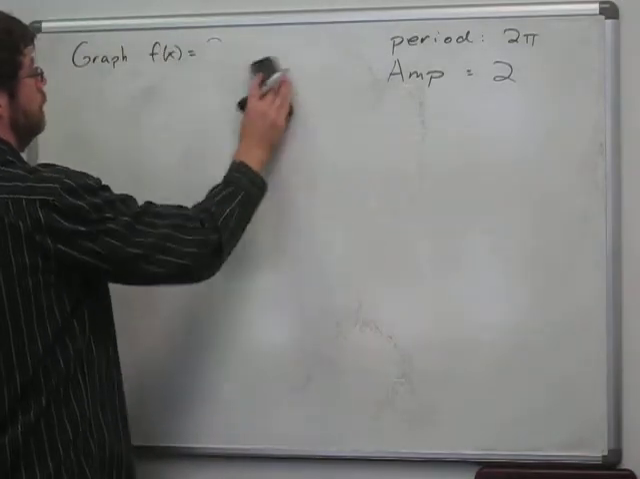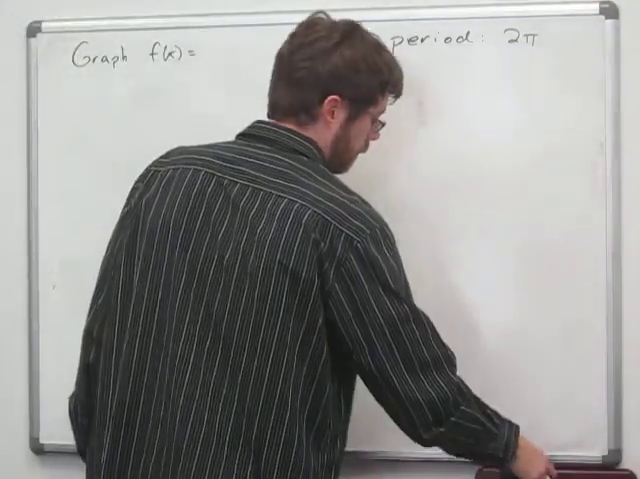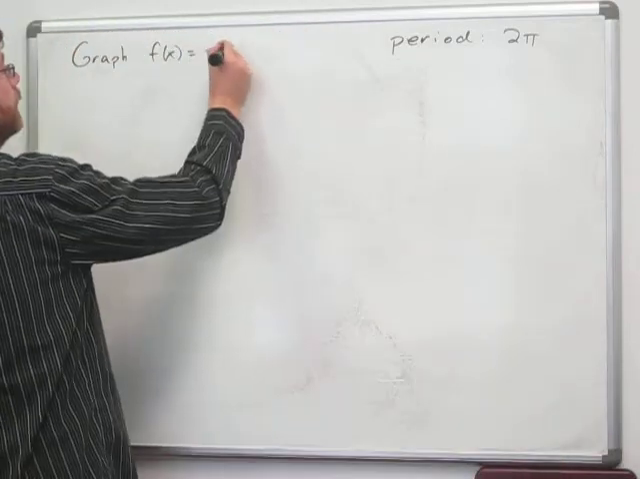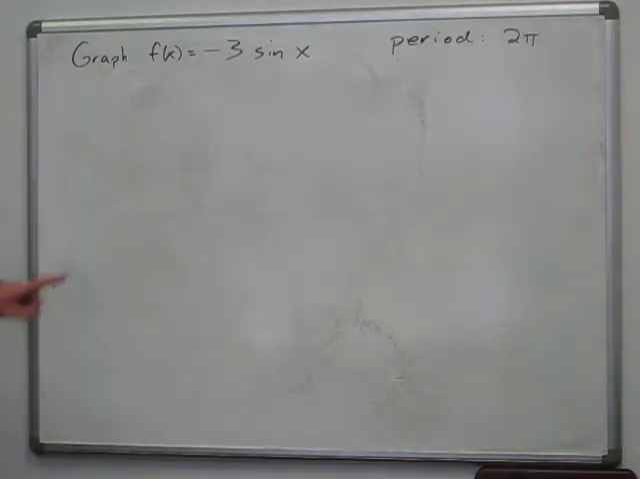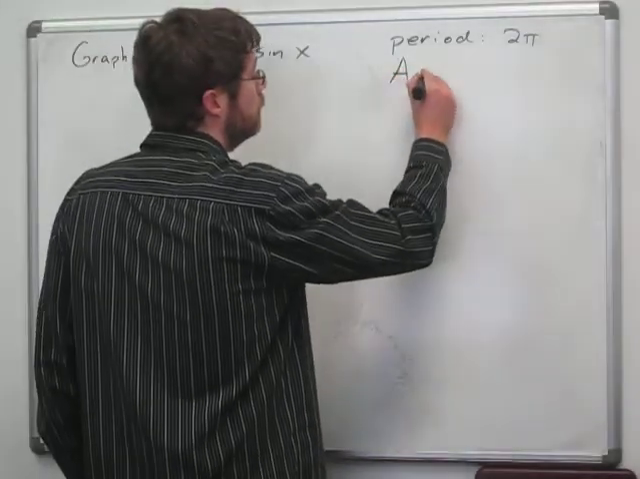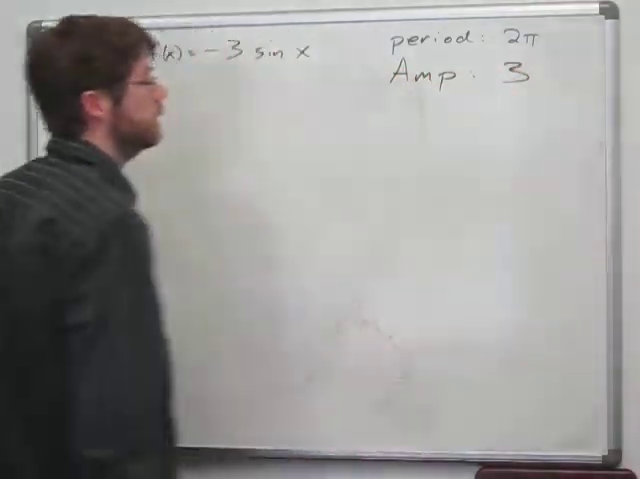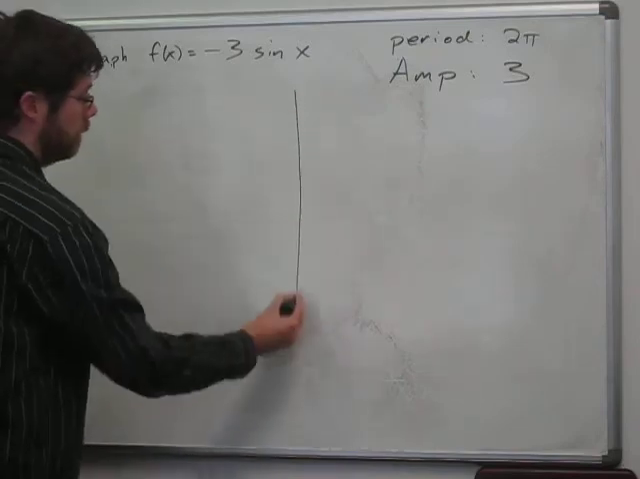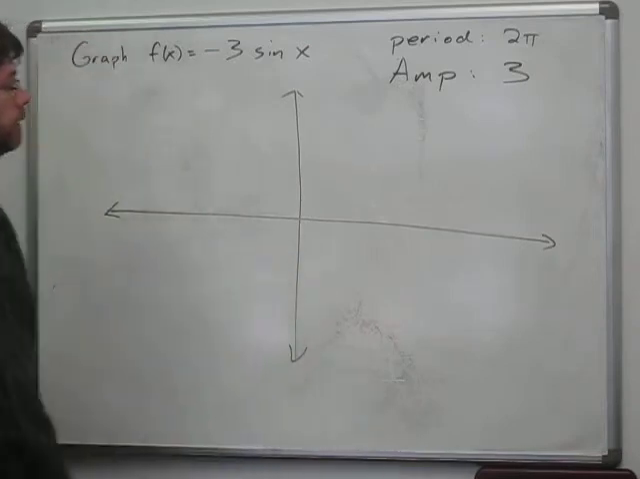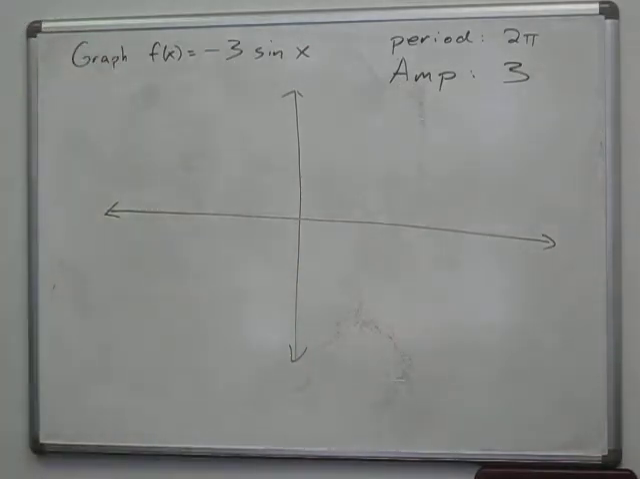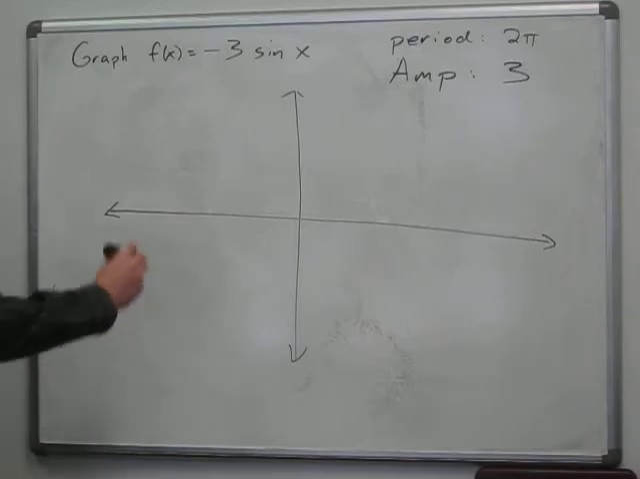Let's do one more. What if we were to graph -3 sine of x? Okay. The 3, again, stretches the graph, this time by a factor of 3. Right? The negative is just going to flip our graph. So my amplitude is going to be 3. The only difference here between this one and the last one is I have to take into account the negative out front.